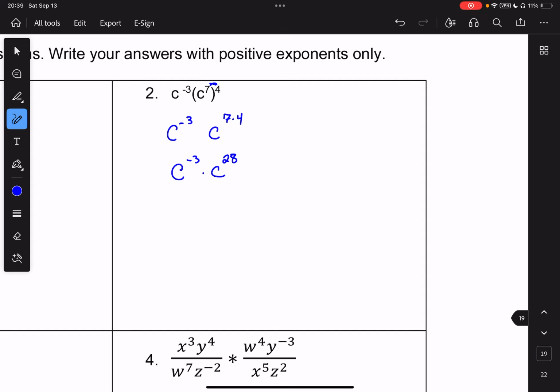Now, when we're multiplying like this and we have our exponents, we just add the exponents. So c to the -3 plus 28. There's no brackets, so we add the exponents. C to the -3 plus 28, c to the 25th power.